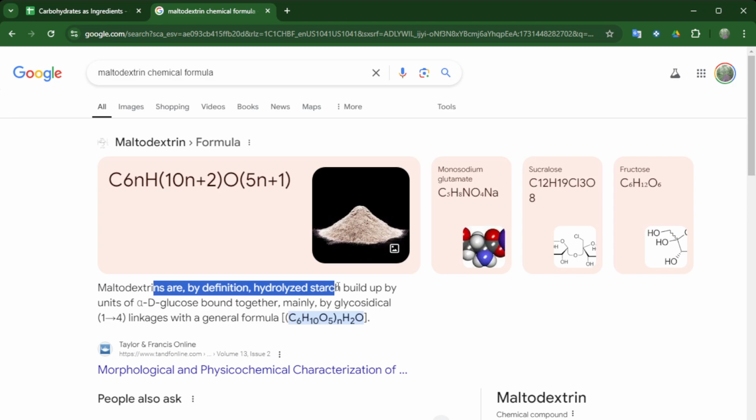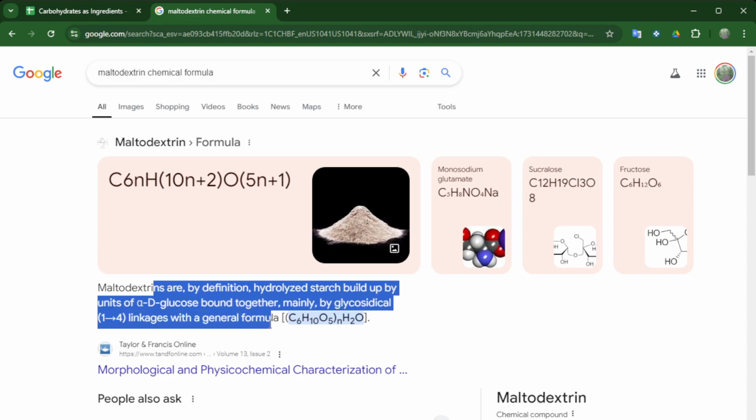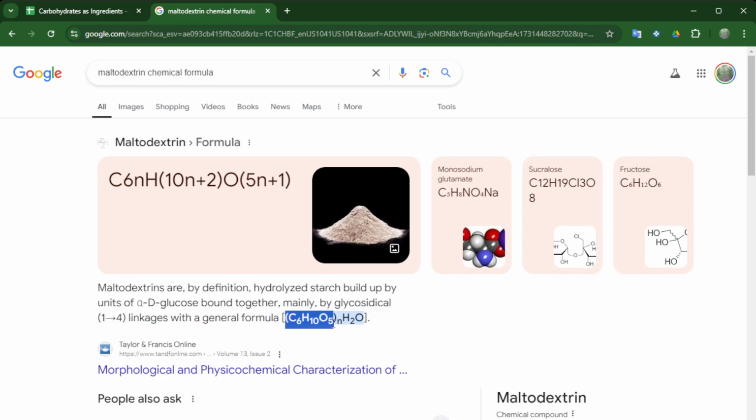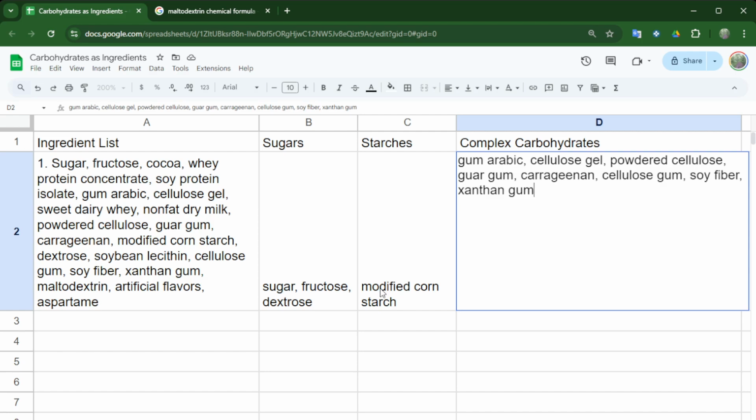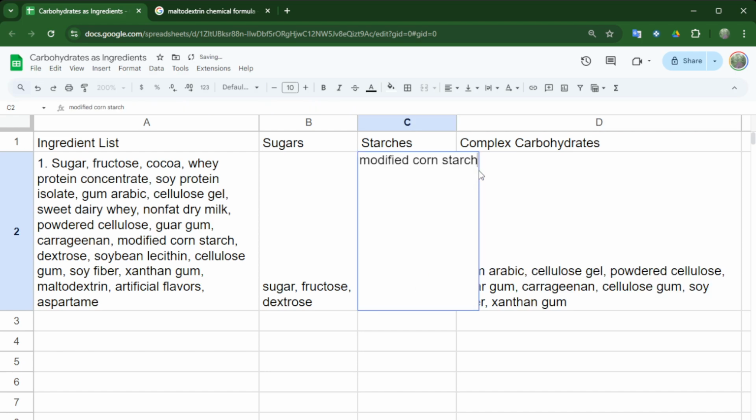Maltodextrins are by definition hydrolyzed starch, built up by units of alpha-D-glucose bound together with the generic formula. And so you have C6H10O5. So you see this in here? That's telling me that it can be a long chain, okay? And so now I have a better answer. You probably could have guessed it when it said it was broken down starch, but now we've really confirmed it. So under starches, I'm going to put maltodextrin, okay?